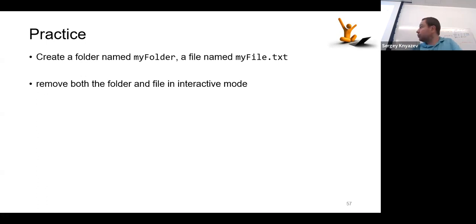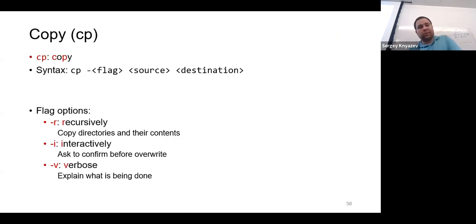Okay, let's move forward. So you can copy files and folders. If you want to copy folders, you also need to set option -r, because otherwise it's going to raise an error. R means recursive, that you're going to copy the folder and its content. It also has options -i and -v, the same way that rm has. -i is for interactive mode and -v is for verbose mode.